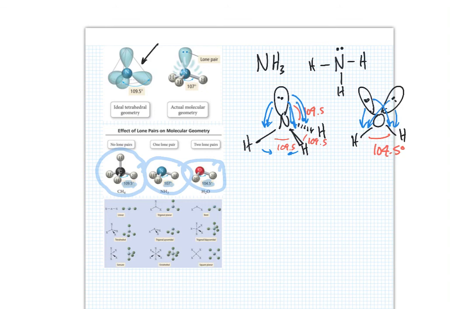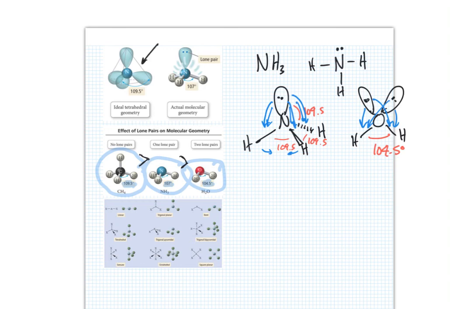Are those numbers exactly correct for every molecule? No, but the point I want you to recognize is that no lone pairs is going to be greater than one lone pair, which is going to be greater than two lone pairs. You do not need to memorize the angles. You just need to recognize the trends.